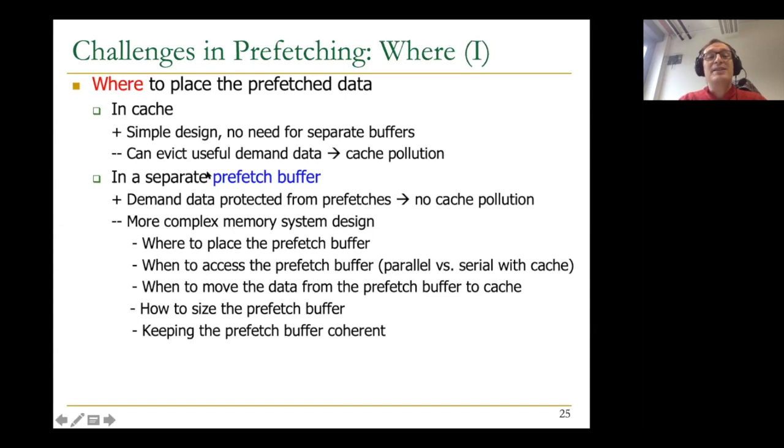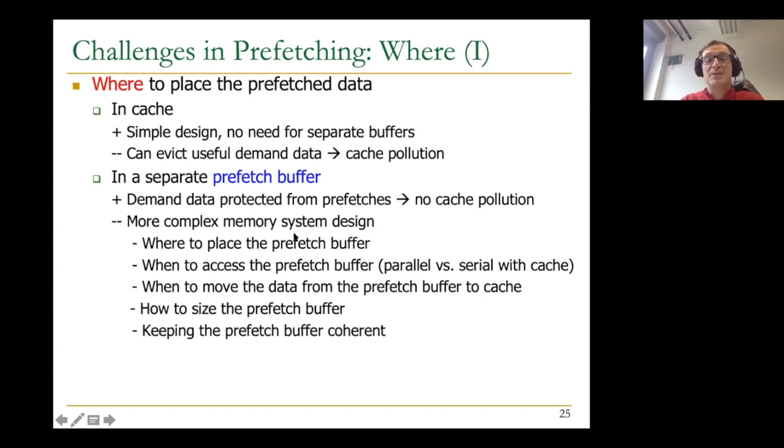Clearly, now the demand data is protected from prefetches, no cache pollution. If you prefetch something useful or useless, you're not going to evict demand data that may be useful. But of course, the downside of having a separate buffer is that you now have a more complex memory system design, right?